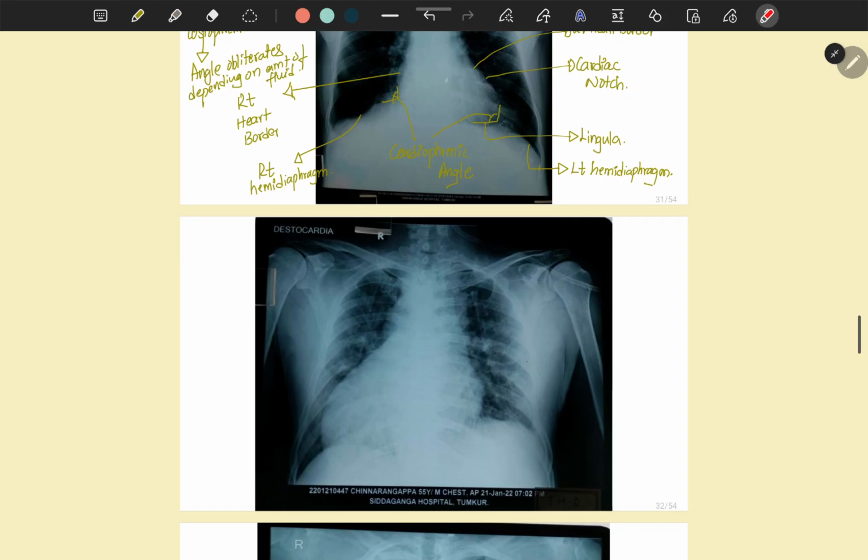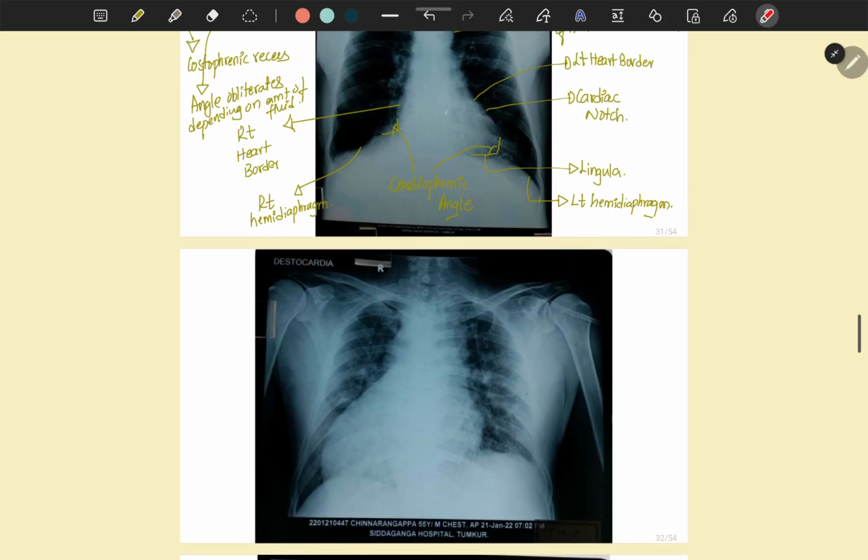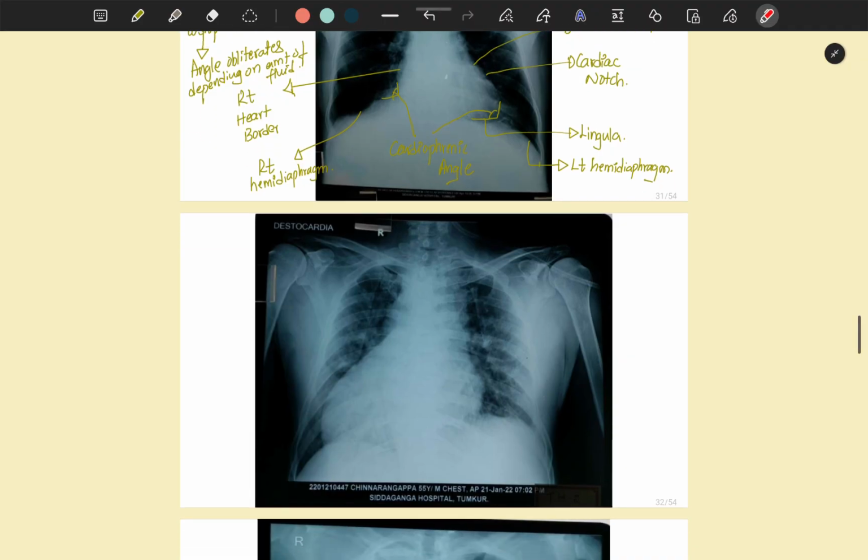Coming to the next X-ray, this is a clinical aspect. They have written dextrocardia. That means the heart is formed on the right side. Here this is a problem. Here you can also see the cardiomegaly. What is cardiomegaly? How can you measure it?